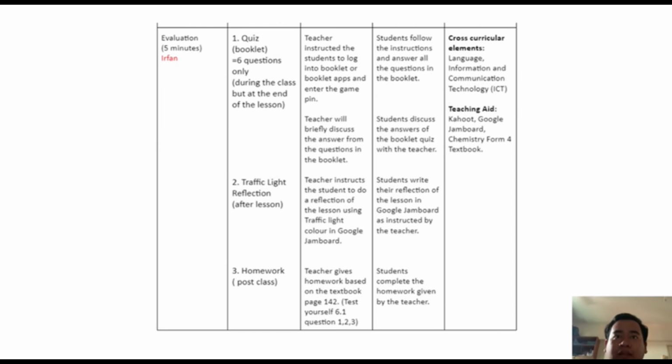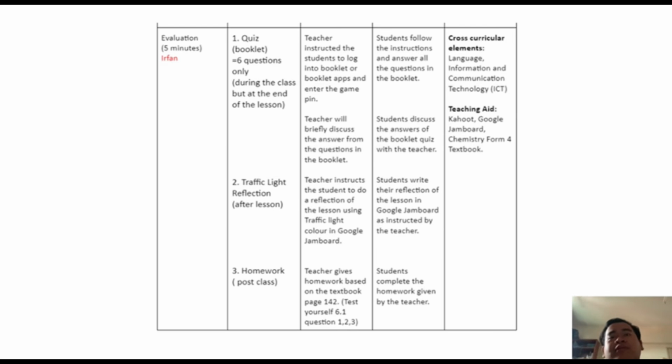Next, for the evaluation part, the allocated time is 5 minutes. Okay, we will give a quiz. Only 6 questions. We will conduct it during the class, but at the end of the lesson. So for the teacher activity, the teacher will instruct the students to log into the Blooket app and enter the game pin. So usually we're using Kahoot, but for this quiz part, we choose to use Blooket as a new app instead of Kahoot or Quizizz.